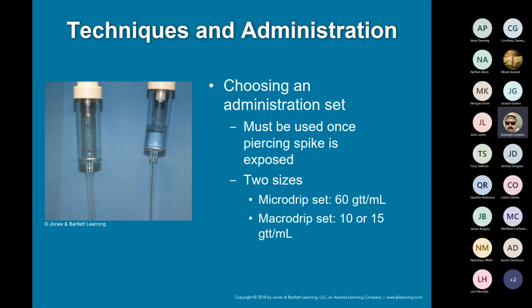This goes back to our drip sets, 2 different sizes. Micro drips, a lot smaller drops. So it takes 60 of those to equal 1 ml. As to our macro, much larger drop, it only takes 10 to 15 to equal 1 ml.